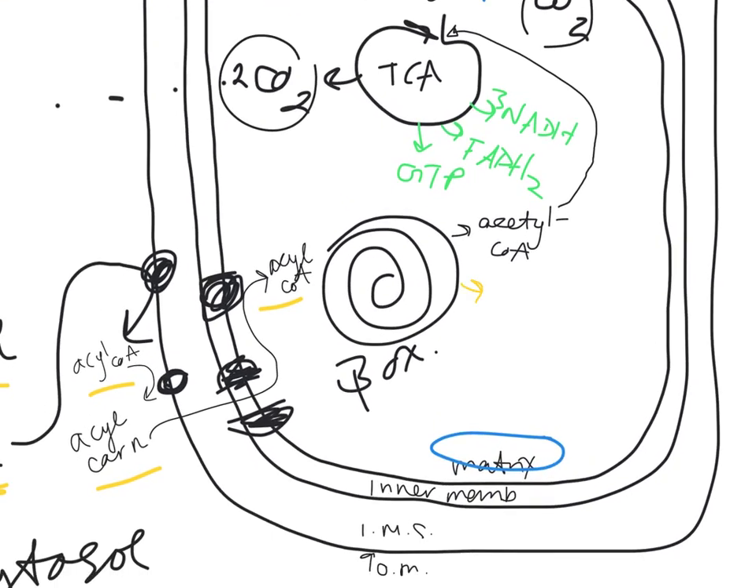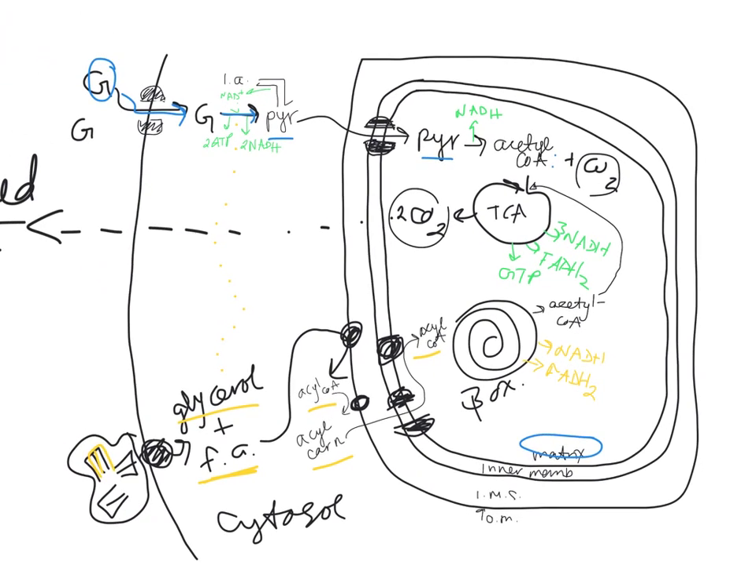Beta oxidation also spits out 1 NADH and 1 FADH2 per round for a fully saturated carbon acyl chain. Okay, so that is a very simplified version of what we've done so far. What we're going to do now is we're going to take all of these electrons and we're going to get some energy out of them.